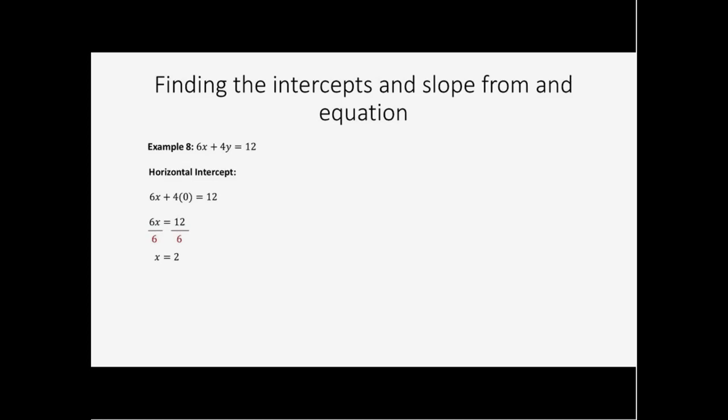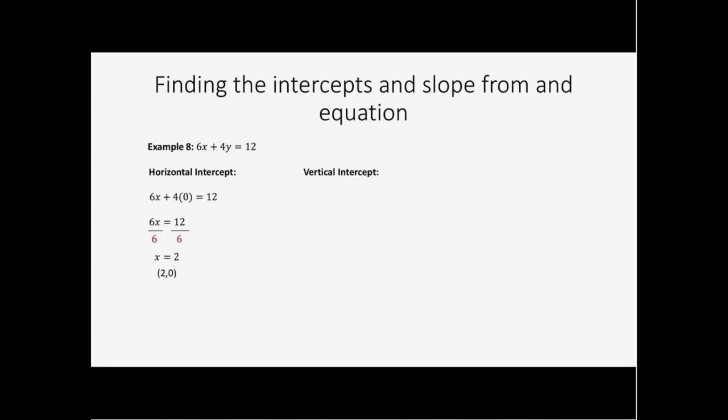Now, that's not the answer. That is what you did in algebra, and yes, you solved for x, but that's not a point. An intercept is a point. So in order to get full credit on this question when it shows up on the test, if it shows up on the test, you write it as a point, (2, 0), because we said y = 0. That's our horizontal intercept.